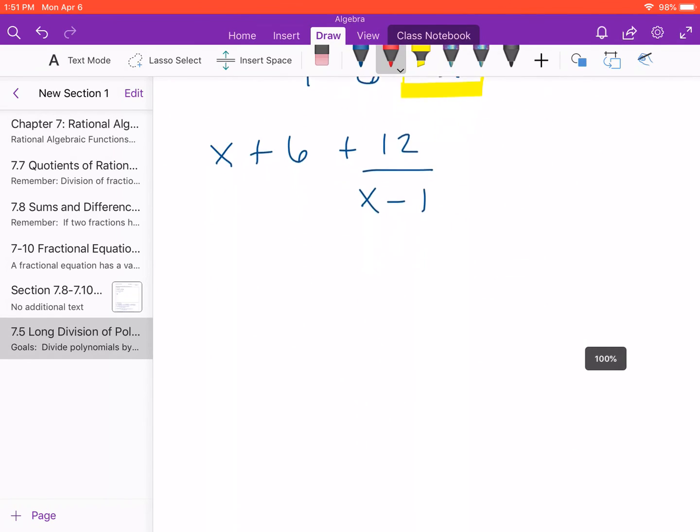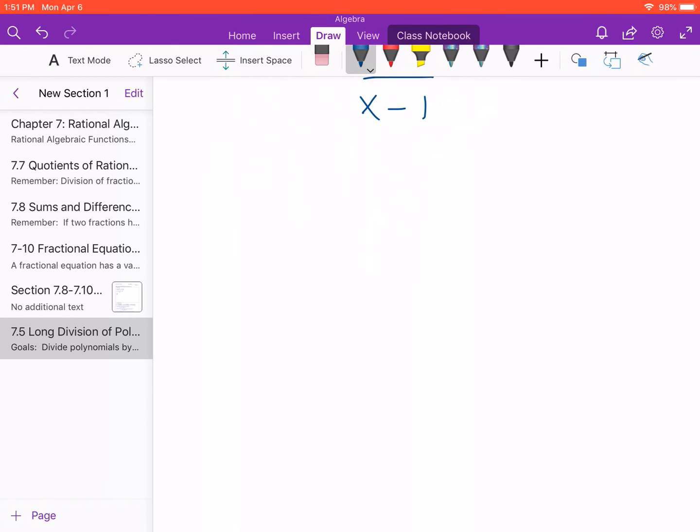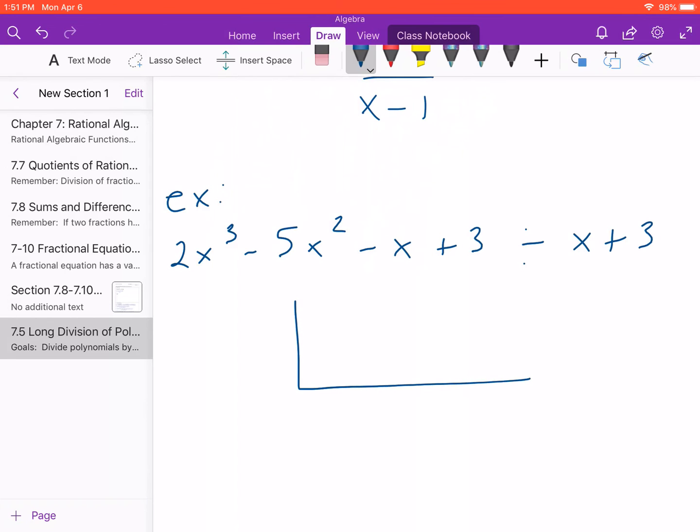And this one is a little bit more challenging and is the picture I posted on Moodle. So for this one, if you are asked to take 2x cubed minus 5x squared minus x plus 3 divided by x plus 3. We're going to set up our synthetic division box as follows. Notice x plus 3, we want to take our root associated, so it's going to be a negative 3 out front. We're going to go ahead and fill into our box each of our coefficients.